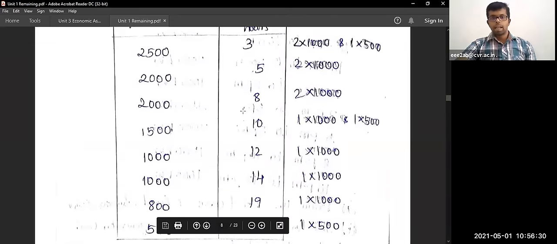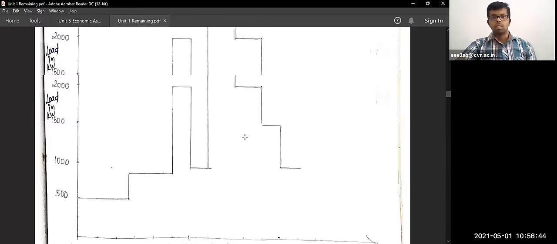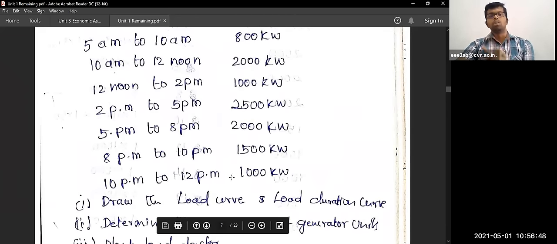Okay, so don't write like here 2. Here you can write as 2. So 8 plus 2 is 10. Again 1000 remains for another 2 hours it seems. Yeah, 1000 remains for 10 to 12, 11 and 12, 2 hours.